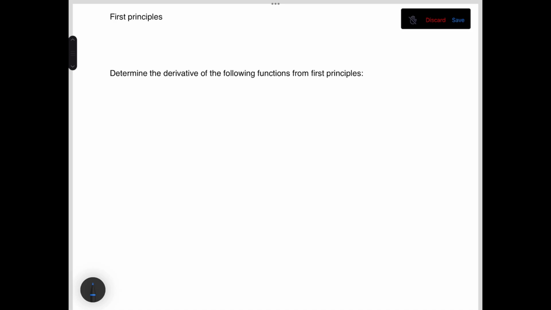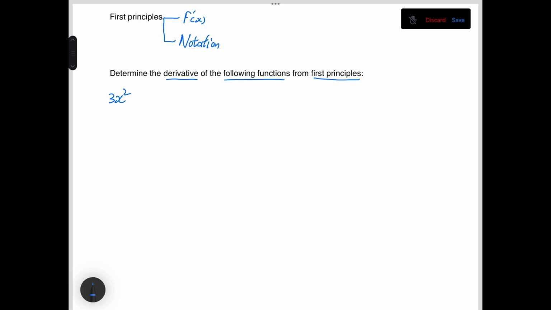Okay, so today we're going to do first principles. There are two things that I want you to know: how to write it in terms of notation, so f'(x), and the notation of solving or simplifying the first principles. Those are the two things I want you to focus on. You're looking for keywords only: when you see first principles, then we're going to use limits.